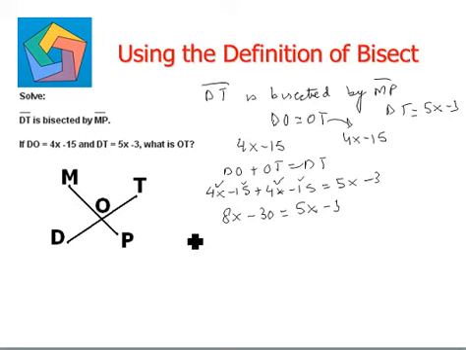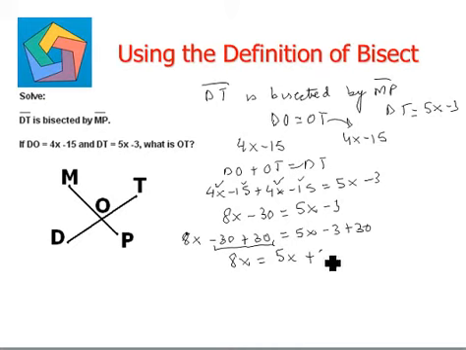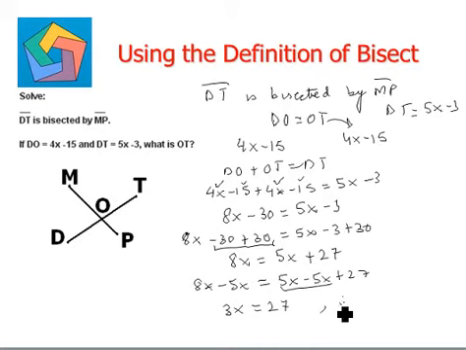First we add 30 to both sides. We get 8x minus 30 plus 30 equals 5x minus 3 plus 30. Negative 30 plus 30 becomes 0. We have 8x equals 5x plus 27. Subtracting 5x from both sides, we get 8x minus 5x equals 5x minus 5x plus 27. This becomes 0. 8x minus 5x is 3x, equals 27. To find the value of x, we divide by 3 on both sides and we get x equals 9.